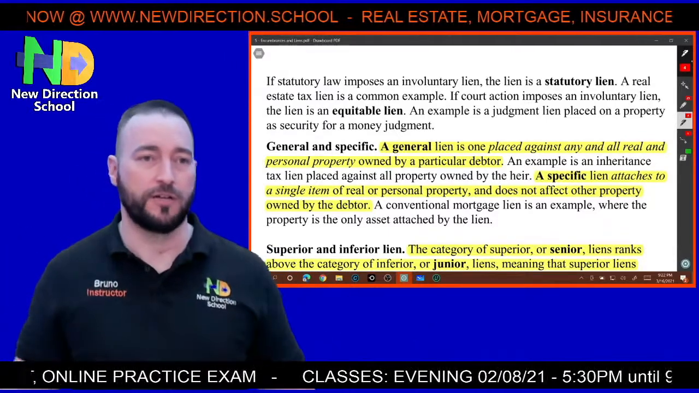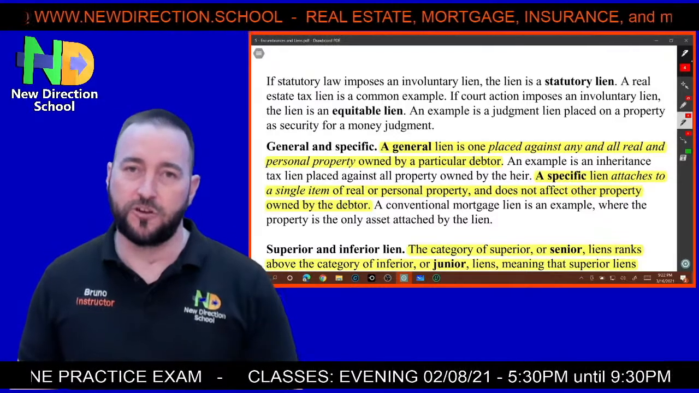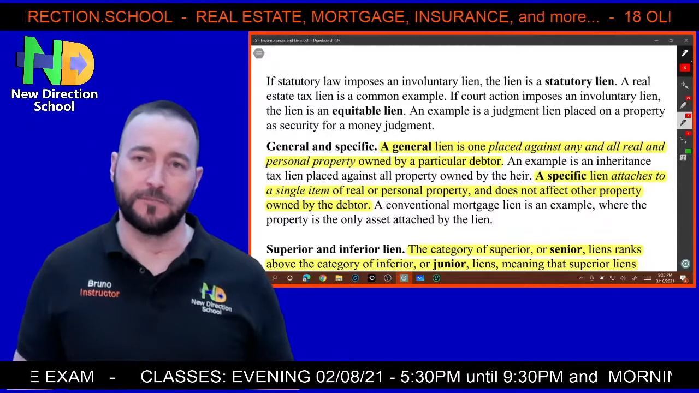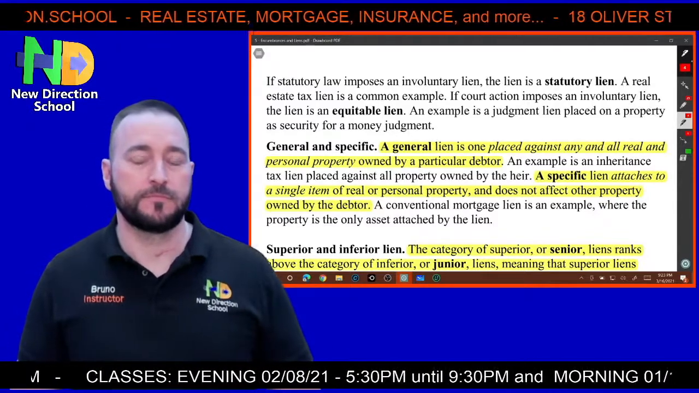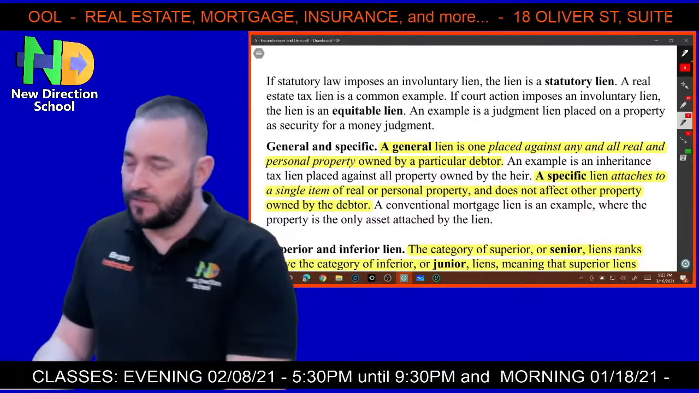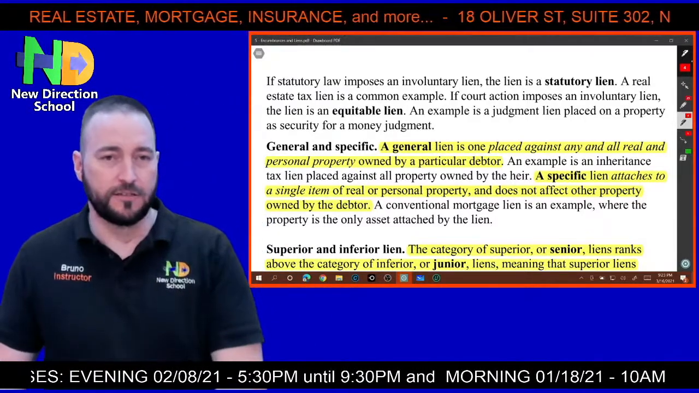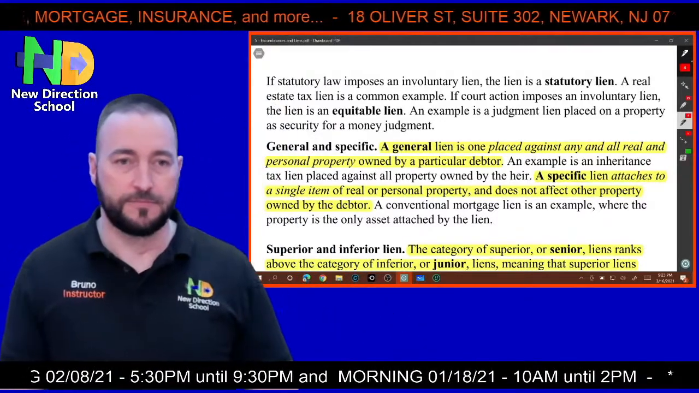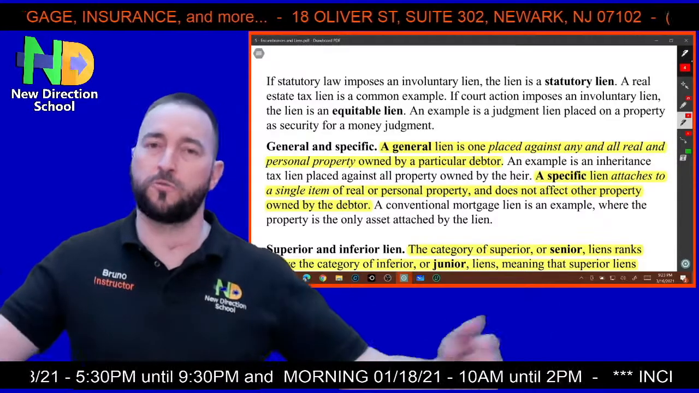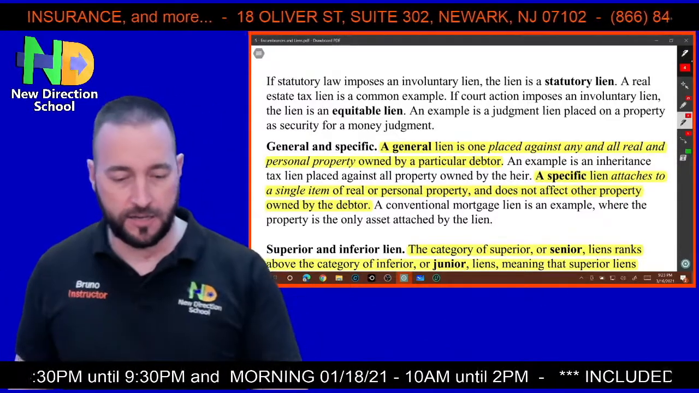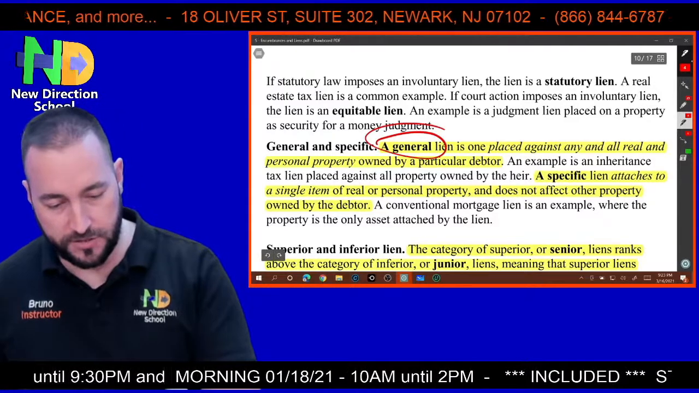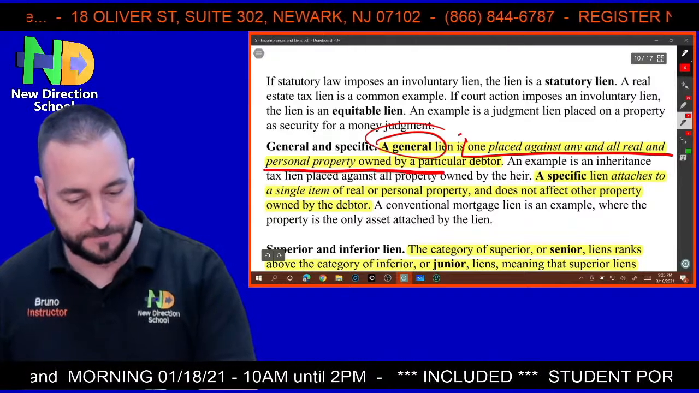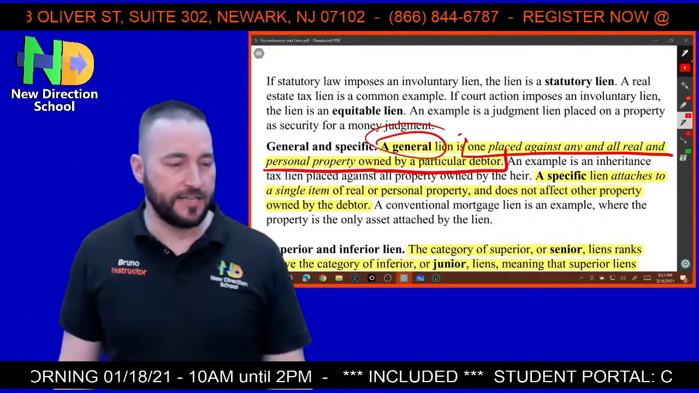That's called a general lien. So anything that could affect everything you have, or more than one thing, is called a general lien. Medical bills, right? Medical is from you going to the doctor, hospital, whatever. But they can put something against your house as well. They can try to levy your wages. So again, because they can go against more than one item, they are general liens. It's one that's placed against any and all real and personal property.